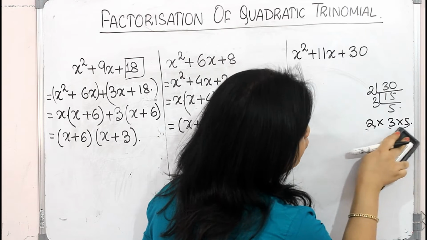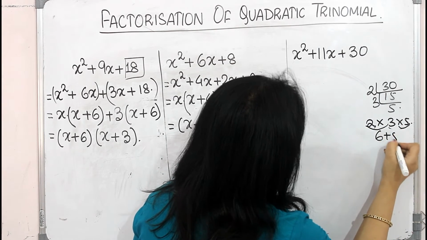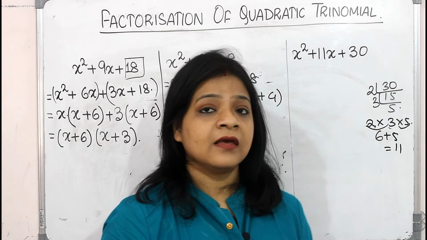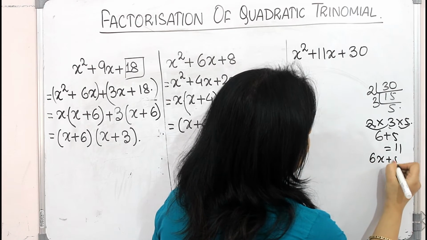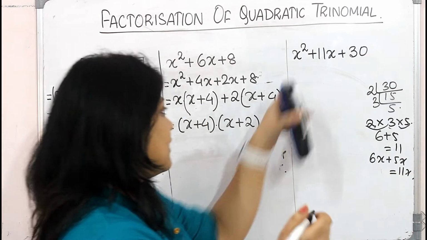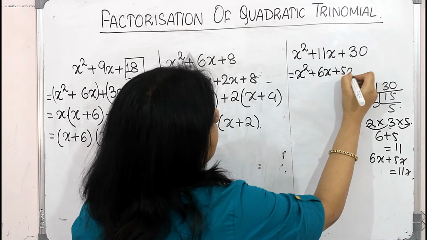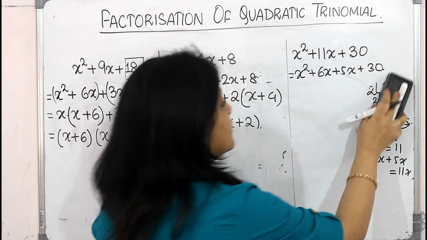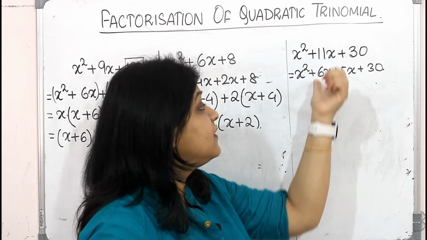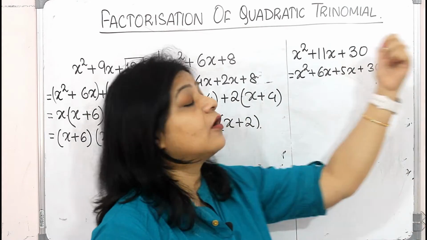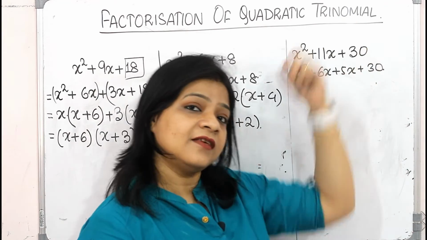So what we do, if I do this combination, 2 into 3, that is 6, and this 5, so 6 plus 5 equals 11. Yes, it will give me the middle term. So 6x plus 5x will give us 11x. So let's write over here x squared plus 6x plus 5x plus 30. See here we are breaking the middle term into two parts. 6 is also a factor of 30, 5 is also a factor of 30. 6 into 5 is 30 and 6x plus 5x is 11x.